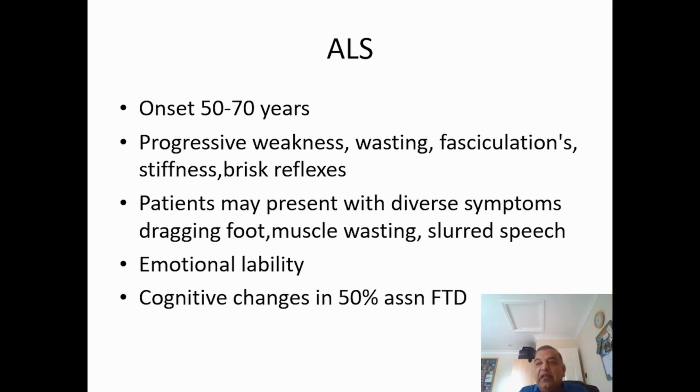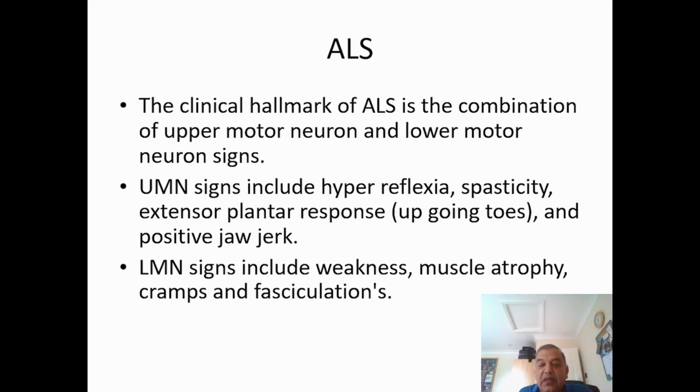So, as mentioned, the onset is between 50 and 70 years. It's a progressive weakness, wasting, fasciculation, stiffness, and brisk reflexes would be some of the clinical features. A patient presents with diverse symptoms, and therefore a high index of suspicion is needed to suspect this condition. As the disease progresses, they develop emotional lability, and also cognitive changes have been noted. There's an association of almost 50% with frontotemporal dementia.